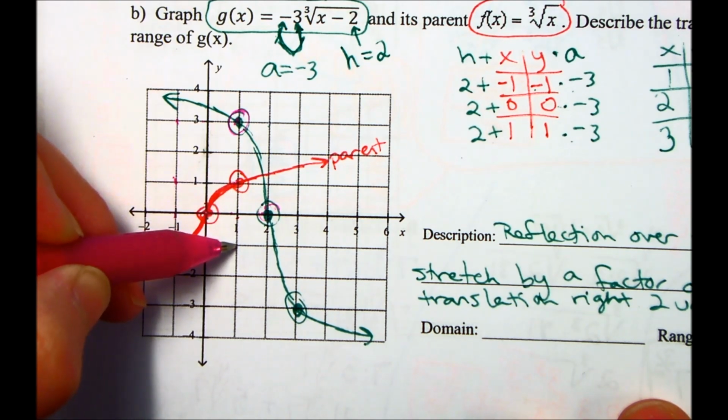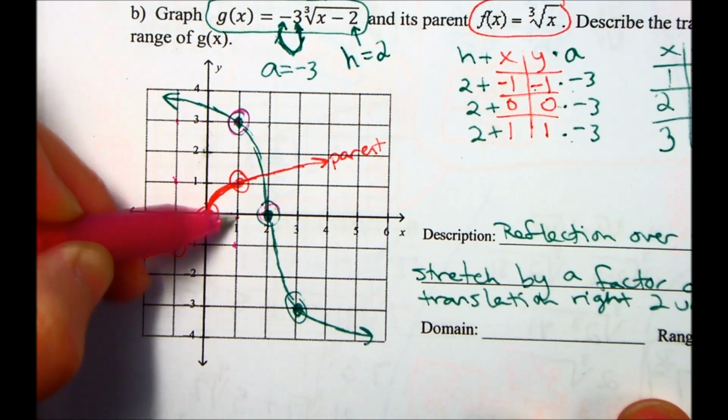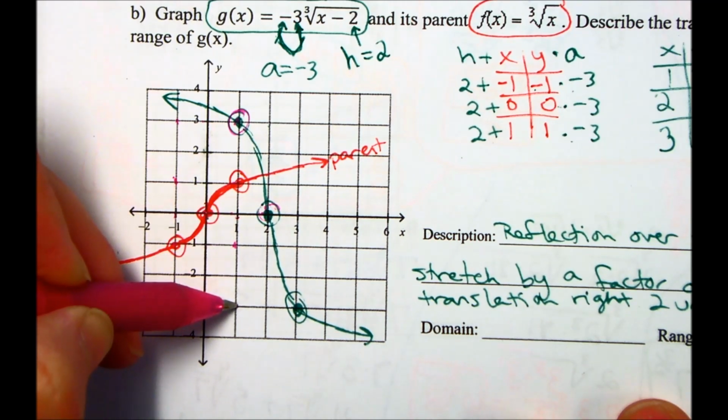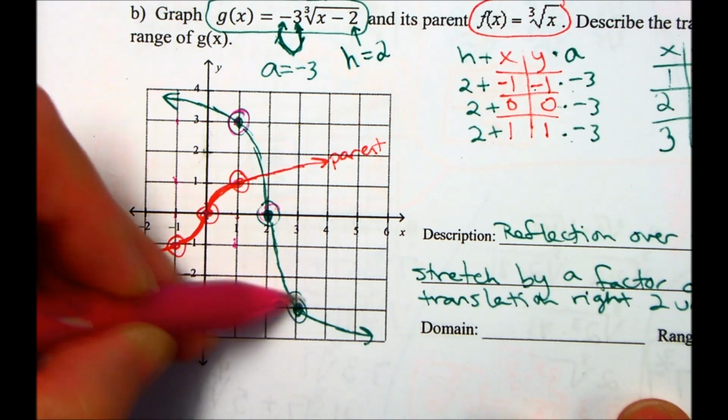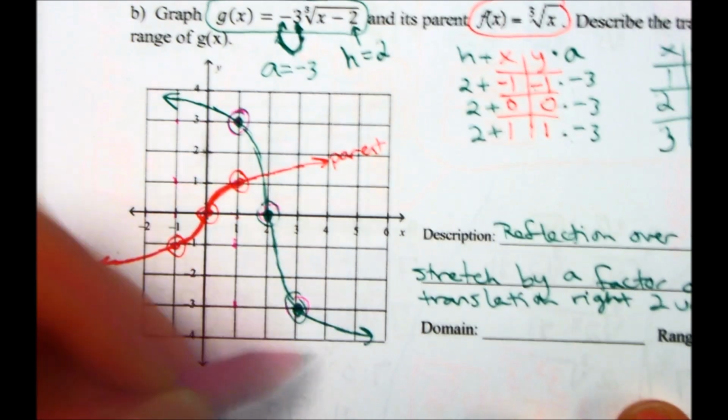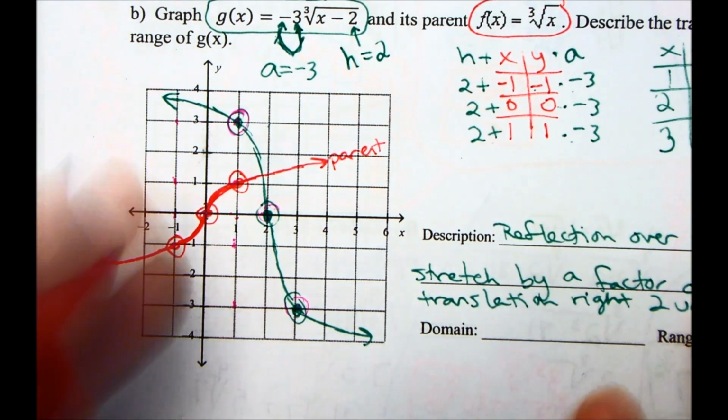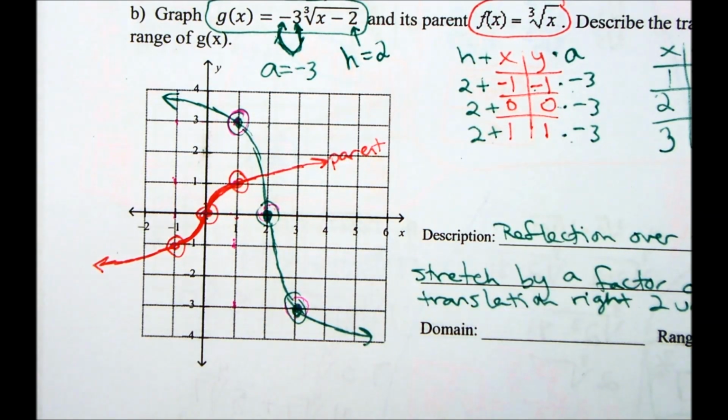And then to stretch it away from the x-axis by a factor of 3, this point is 1 space away, but then when we stretch it, it would be 3 spaces away. So reflect and stretch, then to the right 2 puts us right there. So all of that's going on, and that matches everything in your equation.